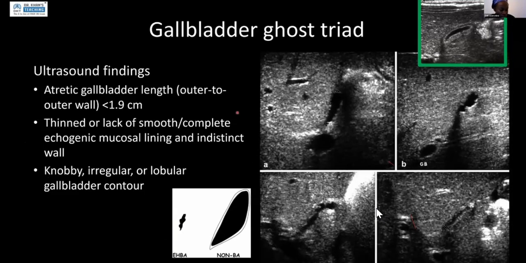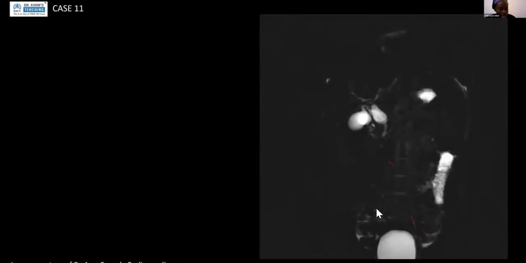Other features that you can see on ultrasound are a dominant hepatic artery, because that is the main supply to the bile ducts. You get hypertrophy of the hepatic artery, and it becomes the dominant vessel, so you might think it's the portal vein because it's so big. And then this just shows you a HIDA scan.